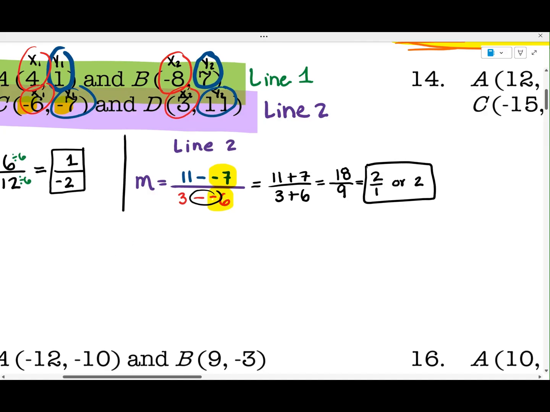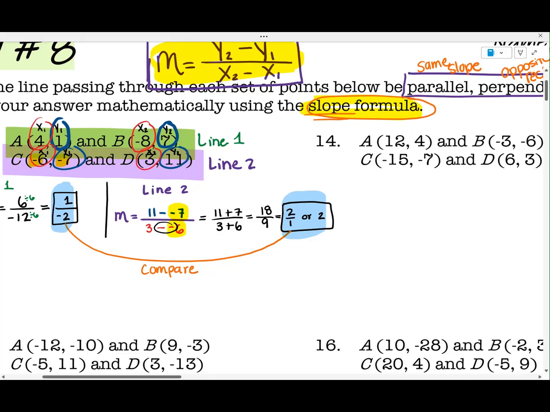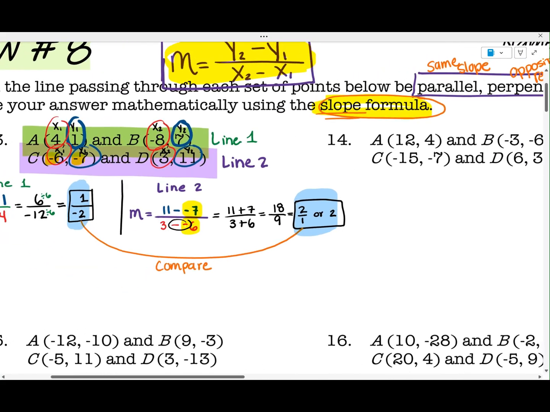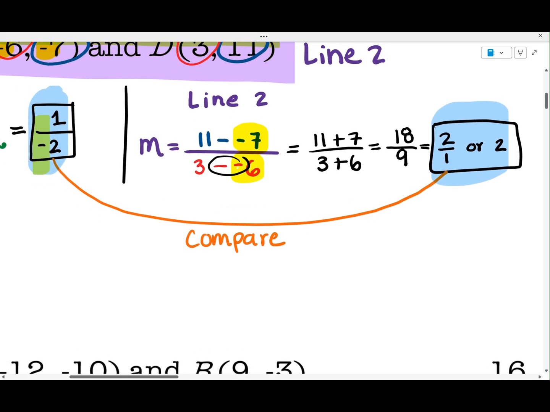Okay, so the next piece here is to compare the slopes. Our comparison will allow us to make our conclusion. So we notice here that we have slopes with opposite signs. One of them has a negative slope, the other one has a positive slope, and the slopes are the reciprocals of each other. So that means that the lines will be perpendicular.